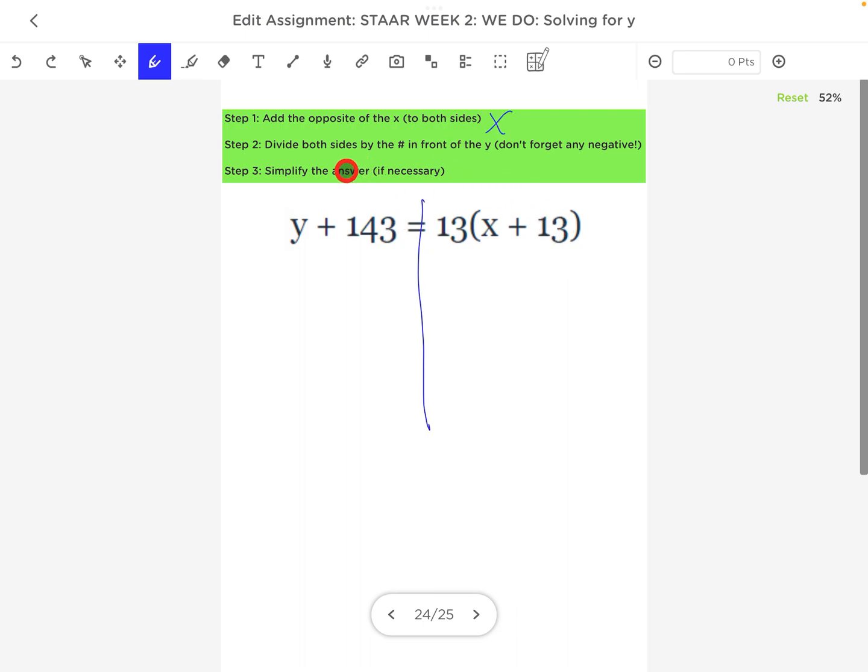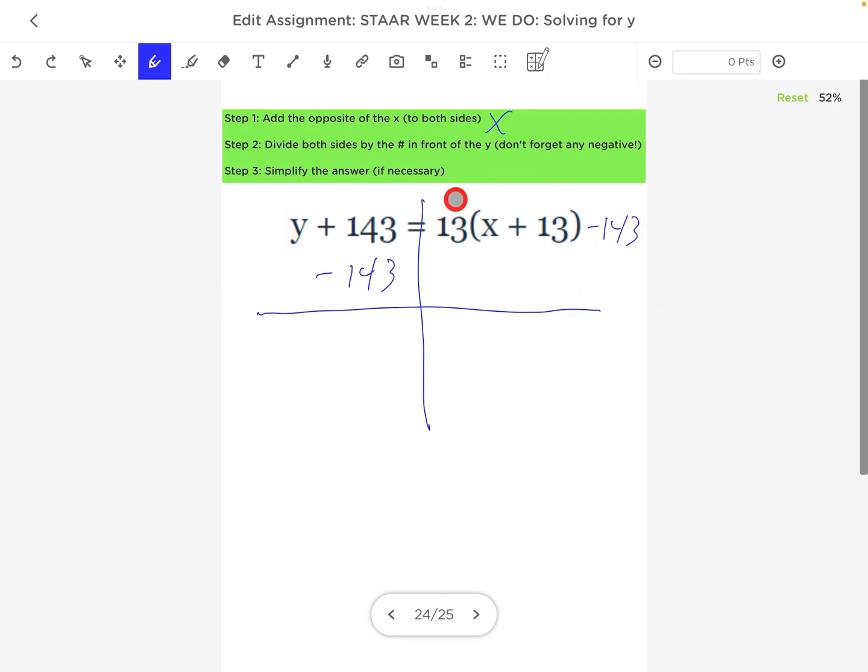Next, we want to get the y by itself. So now, this is the only difference from that step 1, we're going to add the opposite of that. So we're going to subtract that negative 143. Now, I'm just going to put that on this right side once again, right over there.